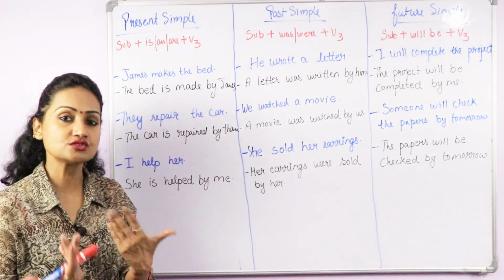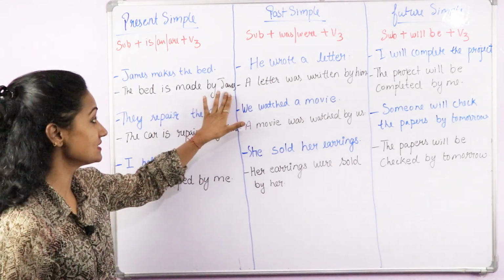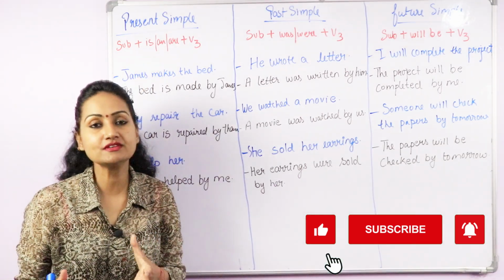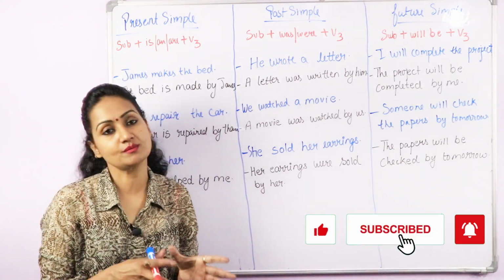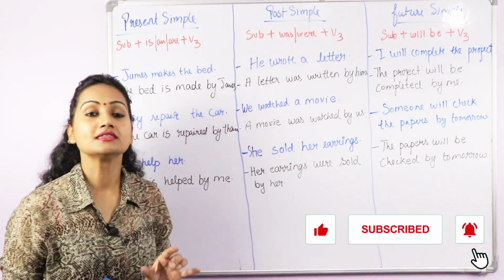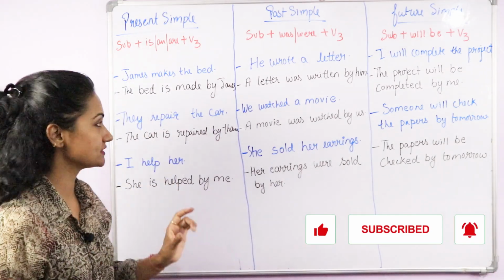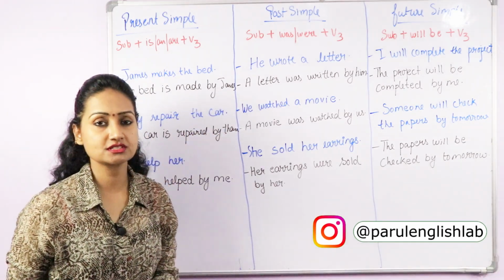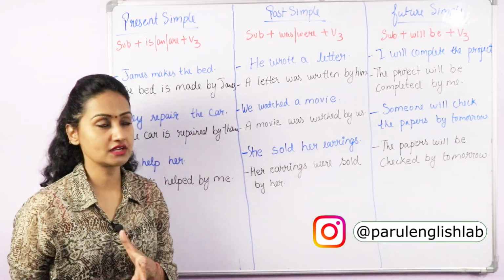But yes, if you want to put the agent, then by James, because here it's a particular name. So generally we don't use an agent in a passive sentence, but where the name of the person is mentioned, like James, then you can use it. Otherwise it's not necessary.